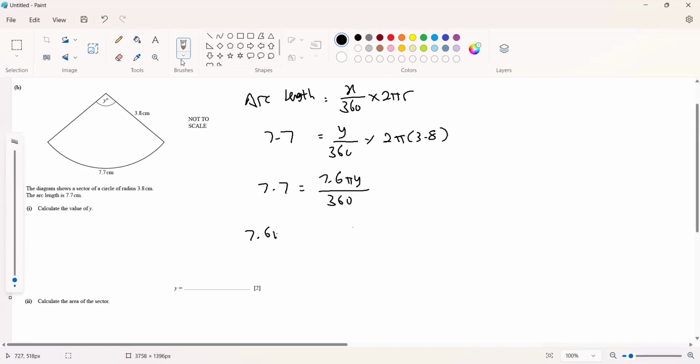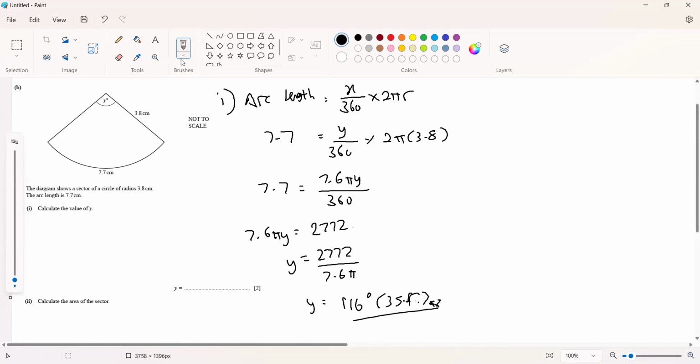We can just multiply both sides by 360. So 7.7 times 360 is 2772. And our final answer will be y equals 2772 divided by 7.6 pi. I do it like this so I can retain as many decimals as possible, yeah? So you may do this as well if you want to retain more decimal places. So this is 116 degrees, correct to three significant figures. Right, so this part 1 is done. And then we go to part 2.